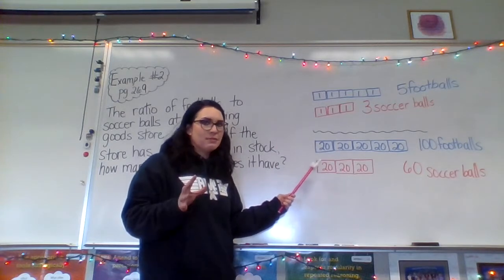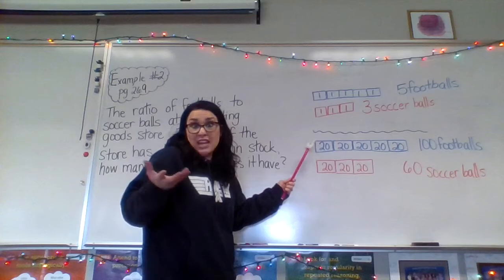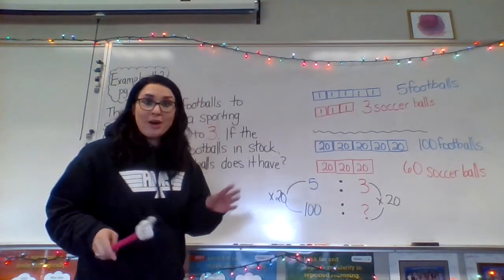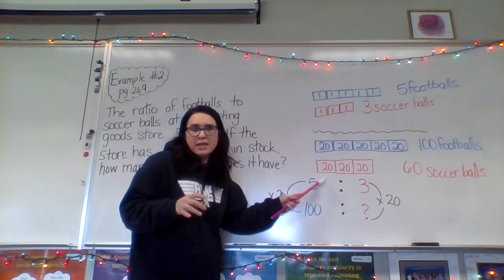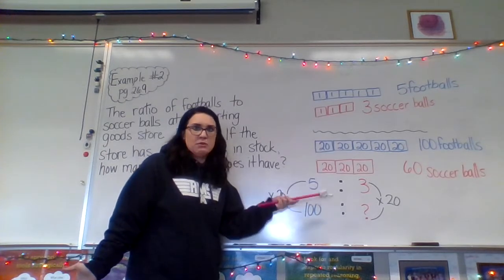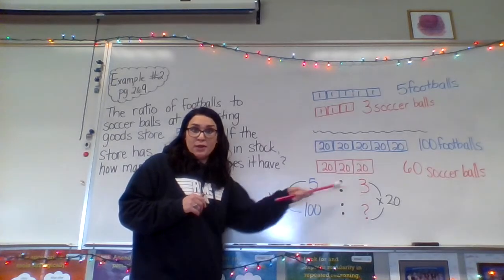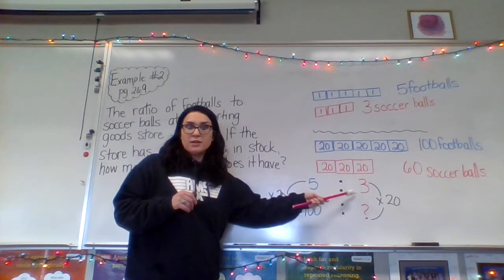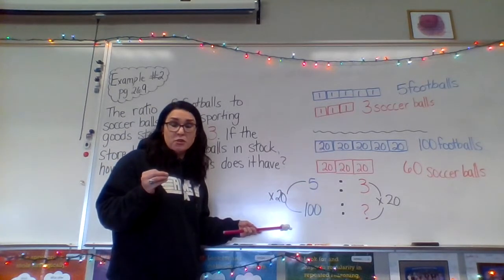Now let's look at some numbers and see how we could have done this numerically, in math talk. If we're using a ratio, and remember, we can write ratios different ways. This just happens to be my favorite, the one I'm going to default to. Originally, we knew that we had 5 to 3, 5 footballs to 3 soccer balls. And the information it gave us was that we had 100 footballs.